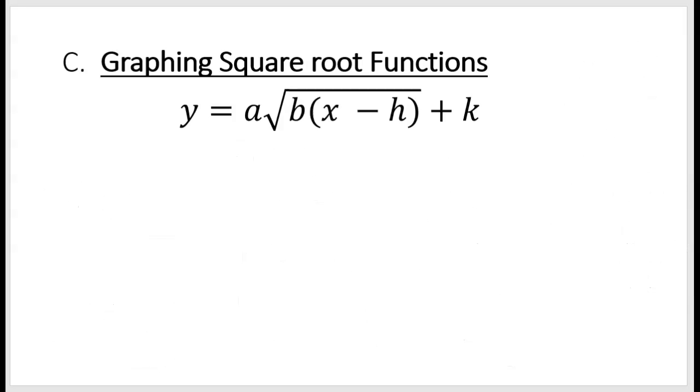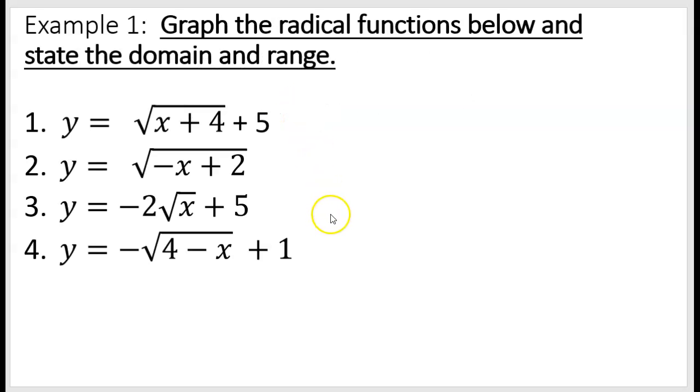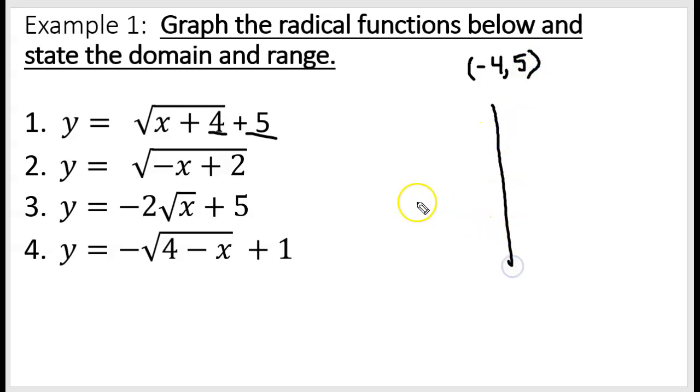All right, so let's go ahead and do a couple of examples to kind of bring that to life a little bit. So for number 1 here, my starting point, here's my h, it's 4, and my k is 5. So that means my starting point is going to be negative 4, 5, because remember, we always change the sign of the h. Right? I'm going to draw a graph. And I'm going to put my starting point at the negative 4, 5.